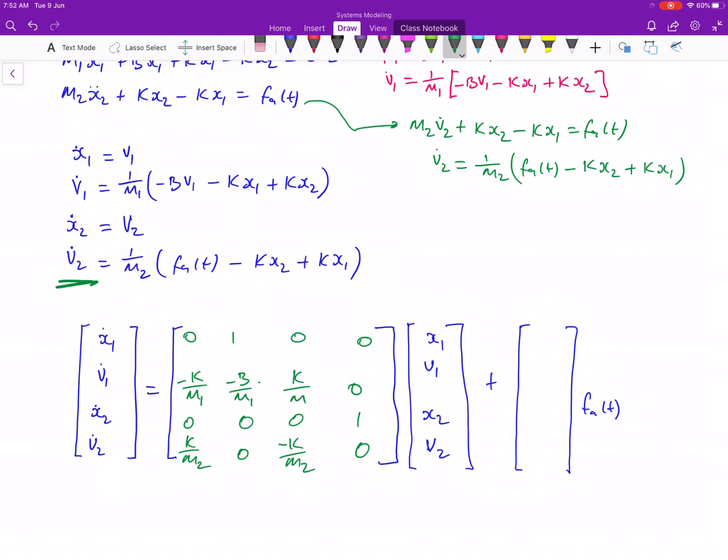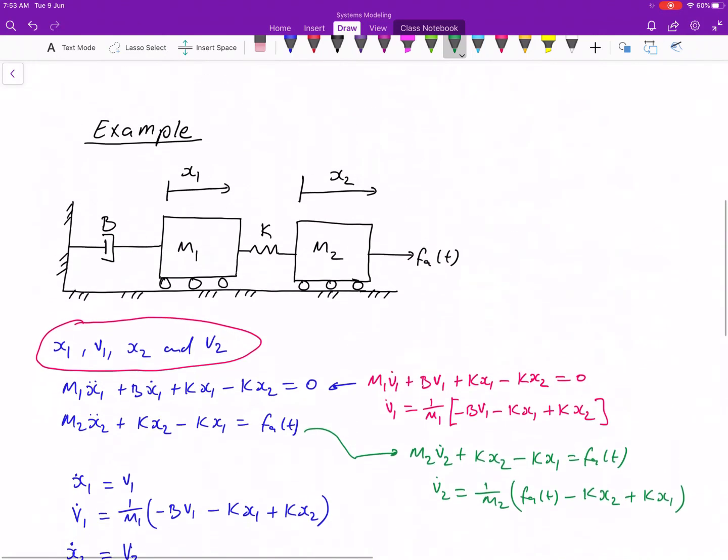And our input is the applied force, which acts on v2, the last row. So we are just going to write 0, 0, 0, and 1 over m2.